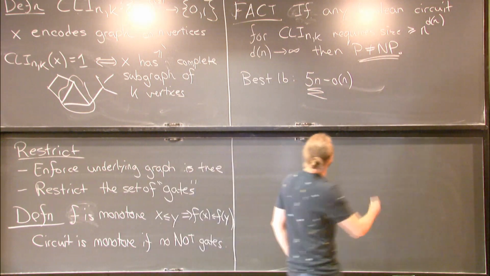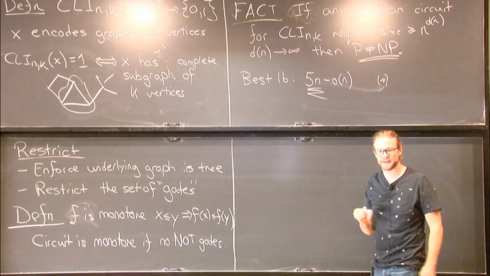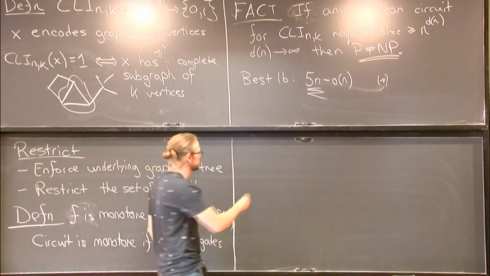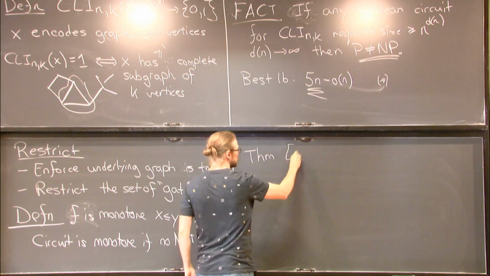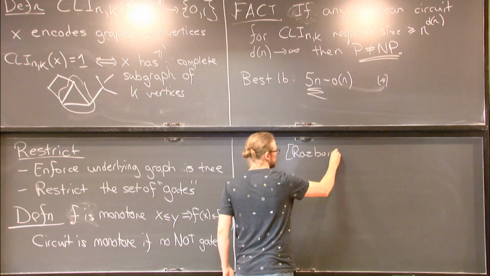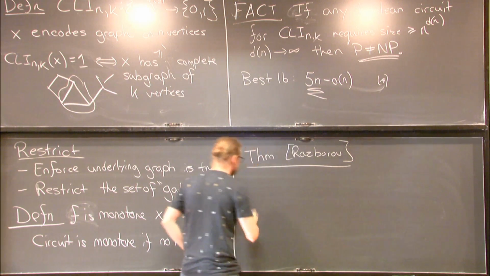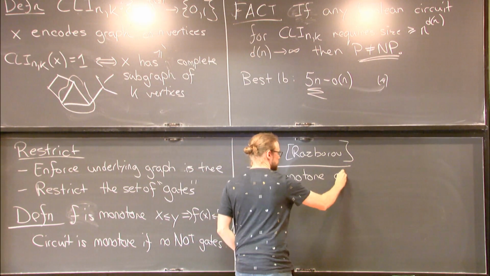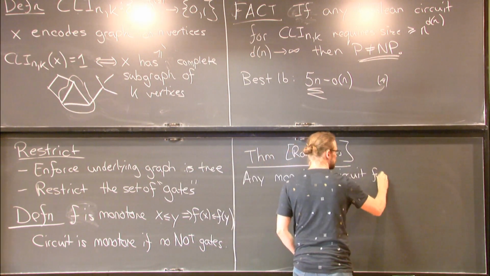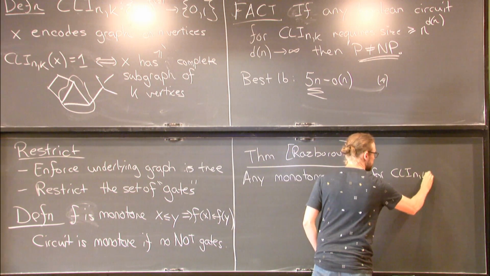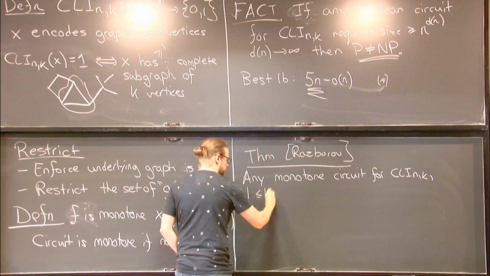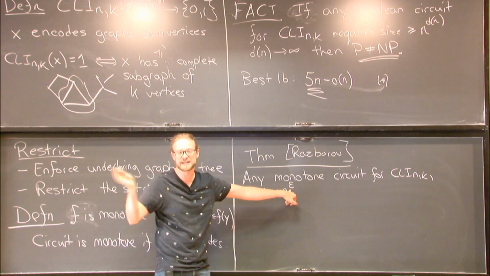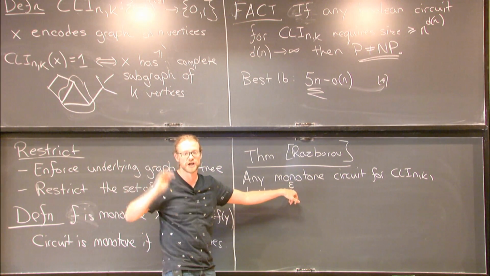Okay. Well, unlike in the non-monotone case, where our best lower bounds are kind of embarrassing, in the monotone case we actually have very strong lower bounds. Okay. So here's a theorem due to Razborov. Any monotone circuit for this clique function, and I'm going to put a mild restriction on what k is. So k is going to be some power of n. Think of epsilon as just being a small constant, like 1 over 100 or something.